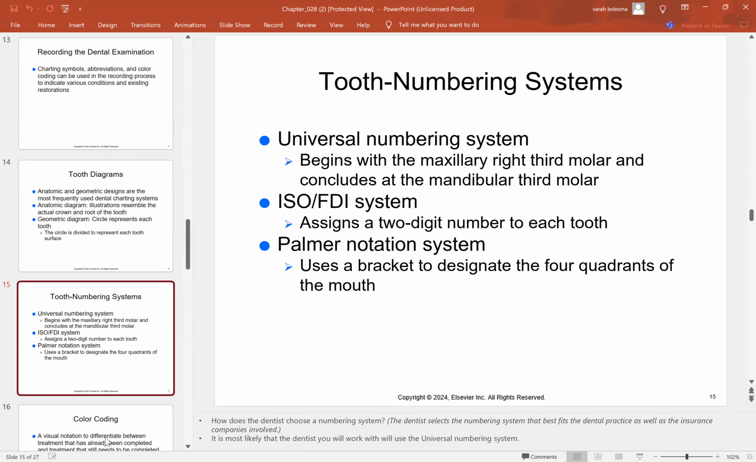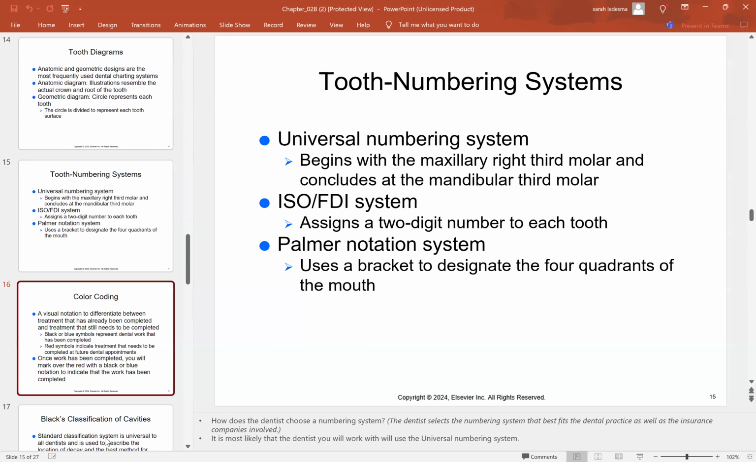With tooth numbering systems, we have the universal numbering system. This begins with the maxillary right third molar and concludes at the mandibular third molar. The ISO FDI system assigns a 2-digit number to each tooth. And the Palmer notation system uses a bracket to designate the 4 quadrants of the mouth.